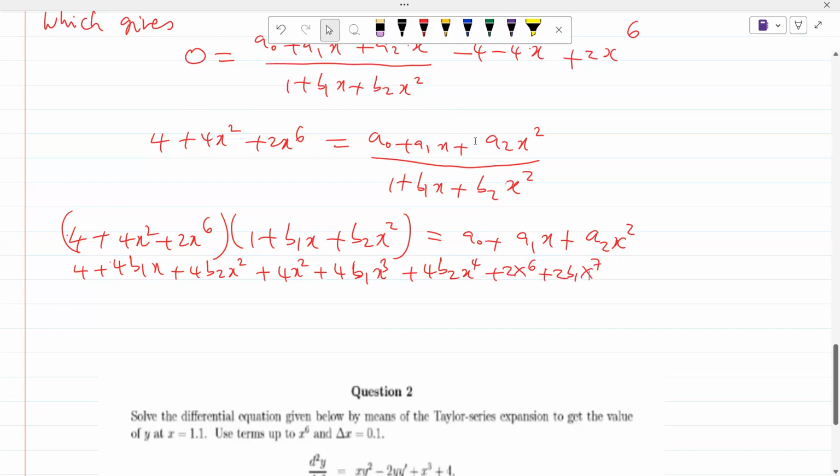And then we have plus 2b2 x to the eighth power. And this is equal to a naught plus a1x plus a2x squared.